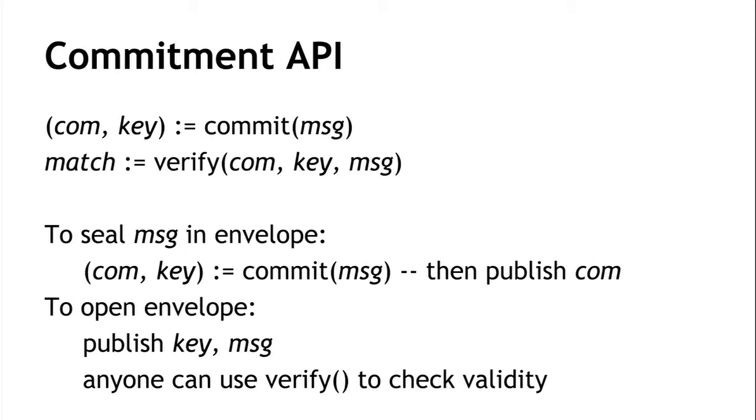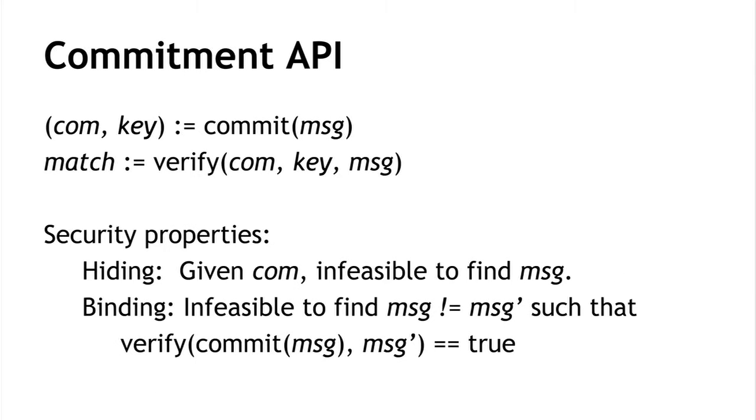Okay. And the property, of course, we want from this is that it behaves like sealing an envelope. And in particular, the two security properties are these. First, given COM, the commitment, the envelope on the table, someone just looking at the envelope can't figure out what the message is. The second property is that it's binding, that when you commit to what's in the envelope, you can't change your mind later. That is, it's infeasible to find two different messages such that you can commit to one message and then later claim that you committed to another, and the whole thing will verify.